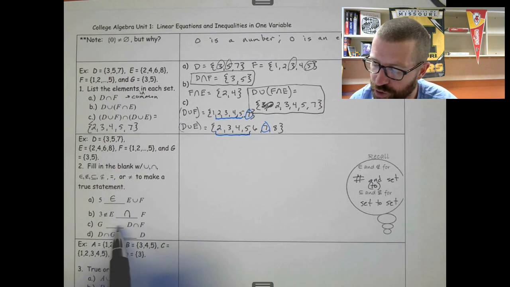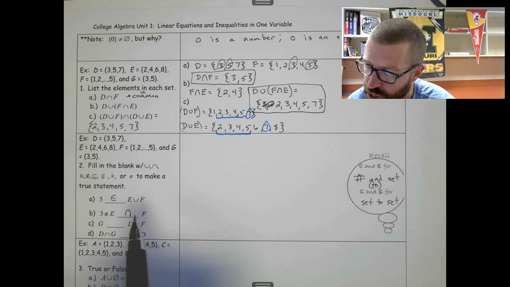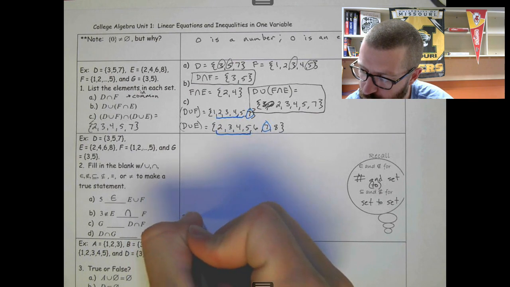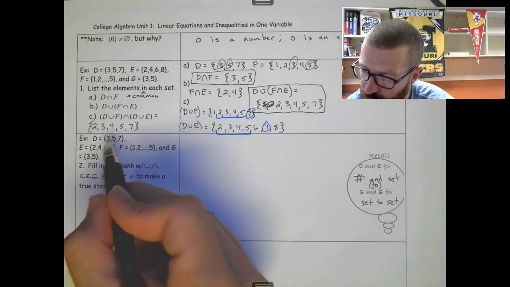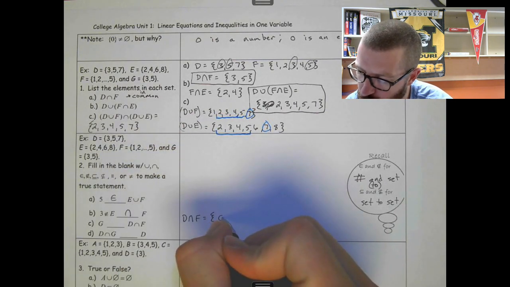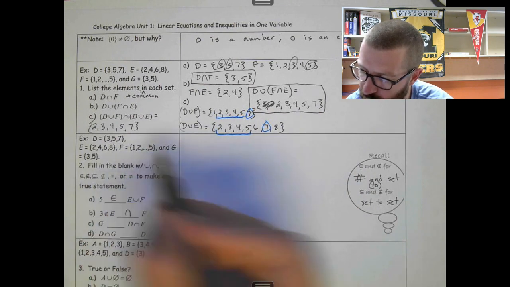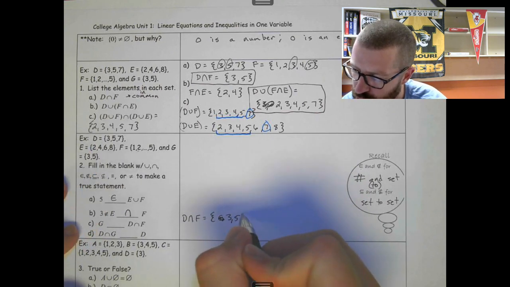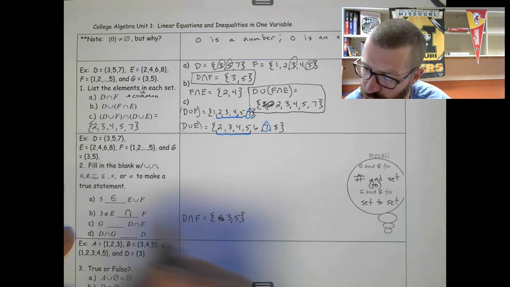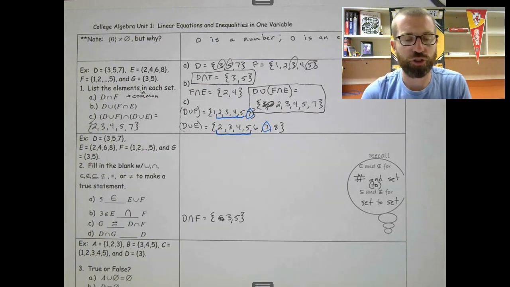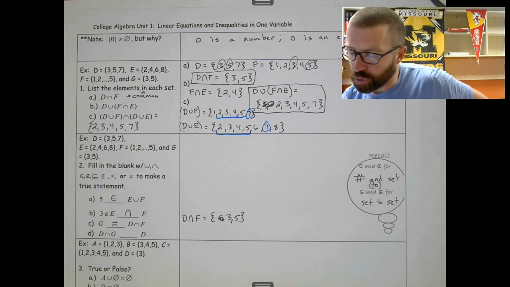G, I want to know if G, since this is a set and then another set, I'm looking at subset or not a subset. So D intersect F. Let's figure out what that is. That's what they have in common. And 3, 5, 7, and then 2, 4, 6, 8. That is just empty. Oh, I was looking at the wrong one. Sorry. 1, 2, 3, 4, 5. So they have a 3 and a 5. And G, the set is {3, 5}. So they are equal to each other. You could also say they're a subset. Technically, that's true, but a better answer would be equal.